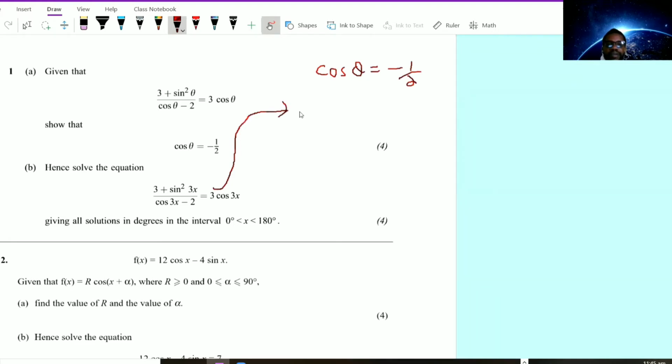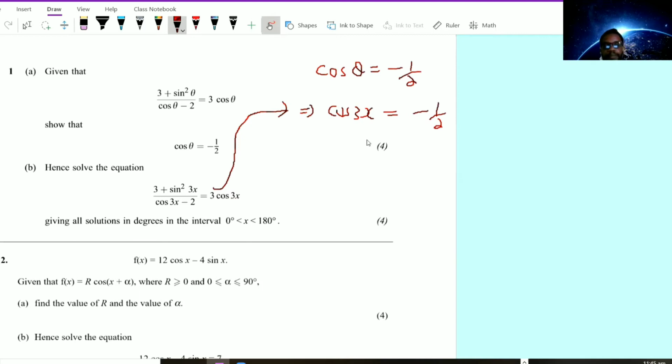So this is actually going to break down, or this implies that cos 3x would be equal to negative a half. That's how you make the comparison, right? So the angle change. So instead of being theta, the angle is now 3x. The negative a half will remain the same.